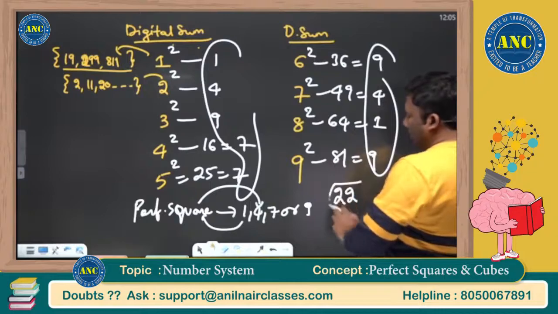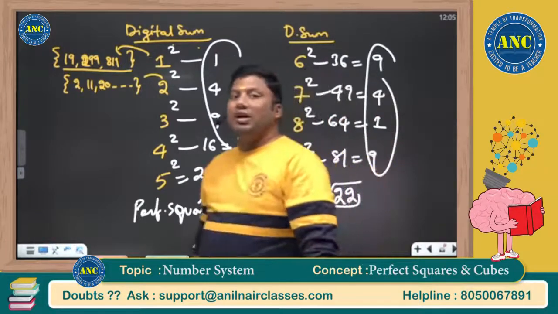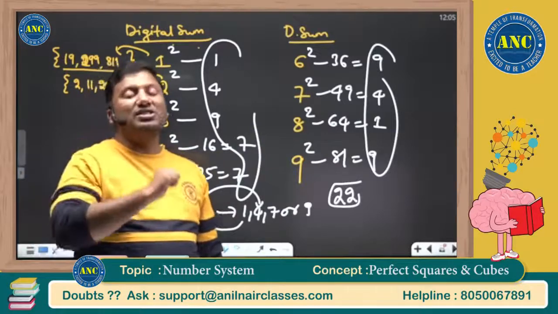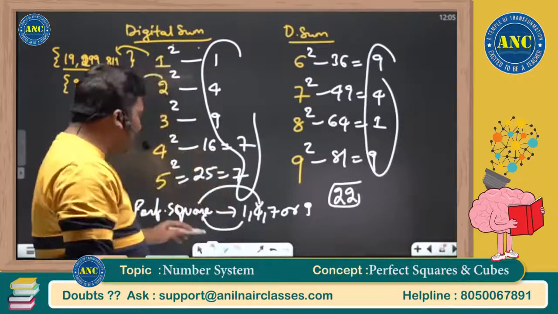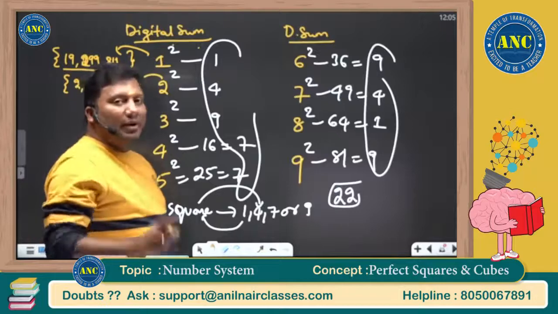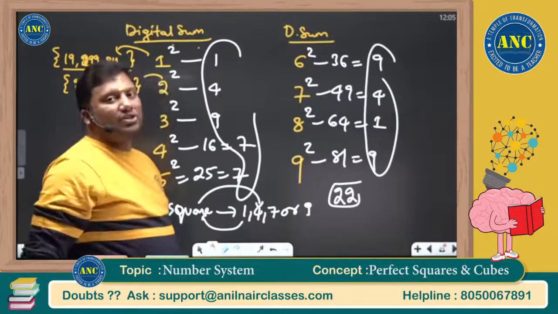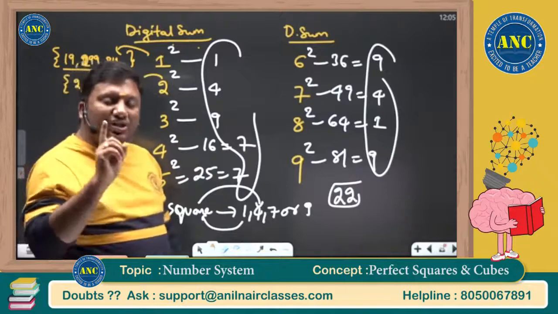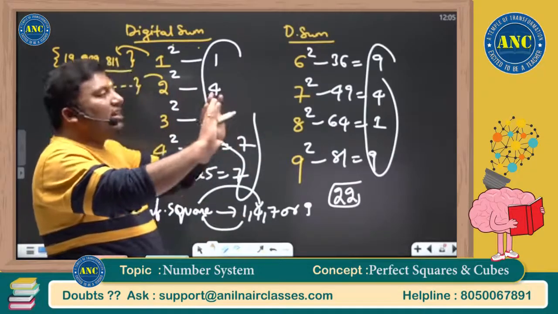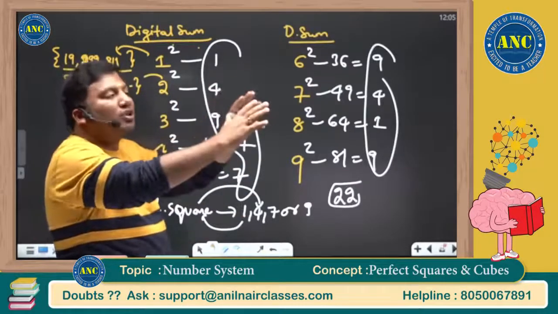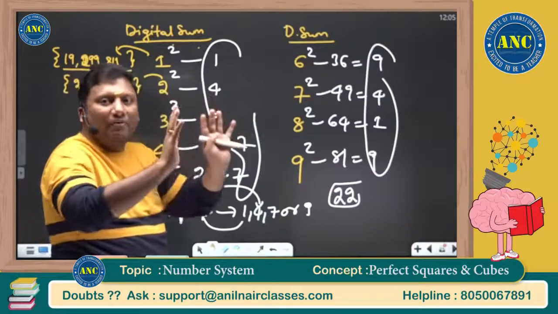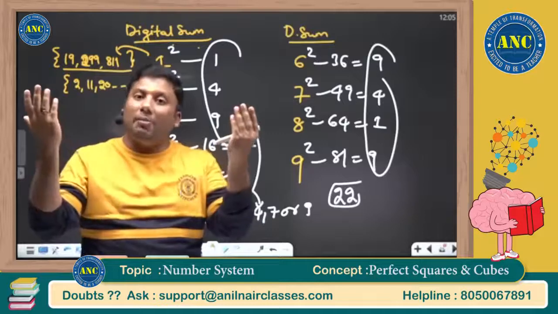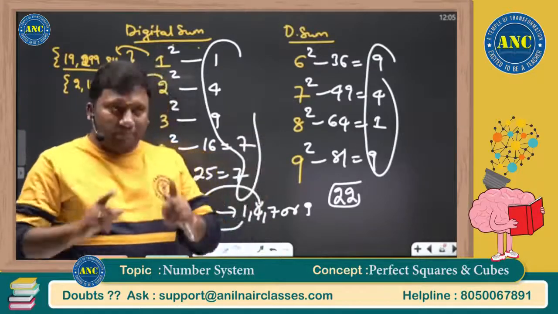22 is there. What is the digital sum of 22? 2 plus 2 is 4. Is it a perfect square? It is not a perfect square. So the reverse may or may not be true. If the number is a perfect square, it should have digital sum 1, 4, 7 or 9. If a number's digital sum is other than 1, 4, 7 or 9, it is not a perfect square. If it is 1, 4, 7 or 9, it may or may not be a perfect square.